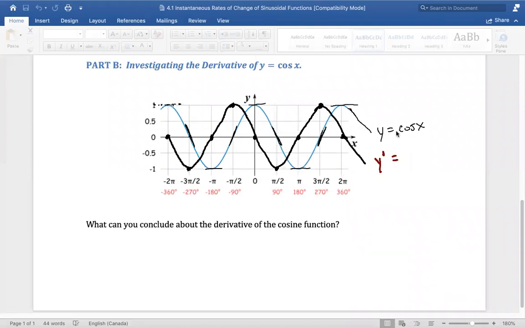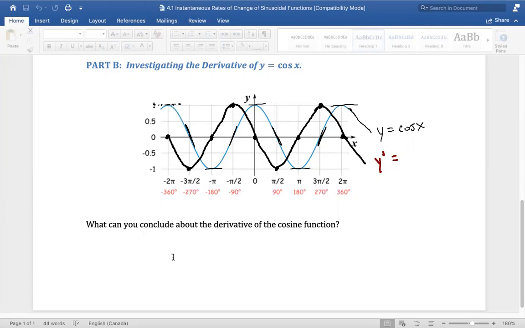When I do the derivative of the cos function, I'm starting at 0 at the origin. What's happening? I'm not going up, actually. I'm going down to -1, then back to 0, then up to 1, then down to 0. So it's basically similar, but what I'm actually doing is the reverse of the sine function. So just to write out here, what do you conclude about the derivative of the cosine function?